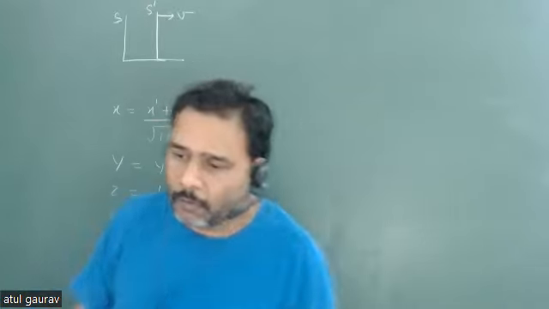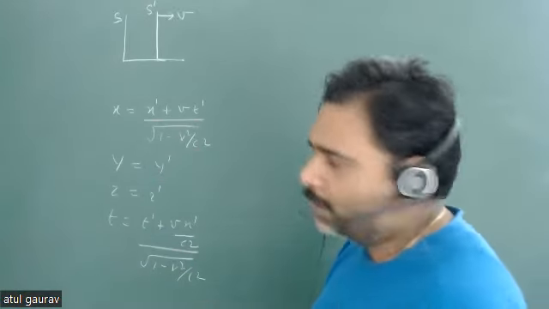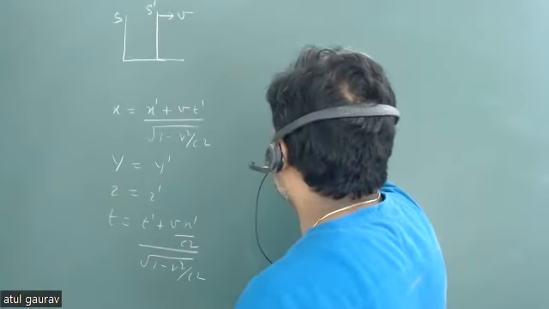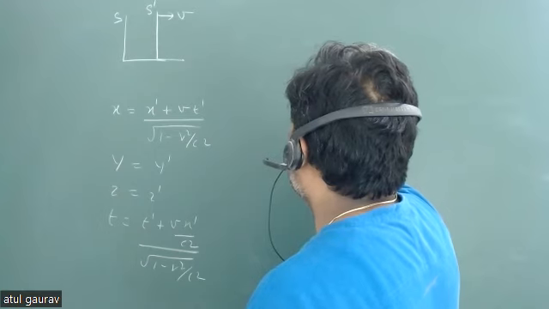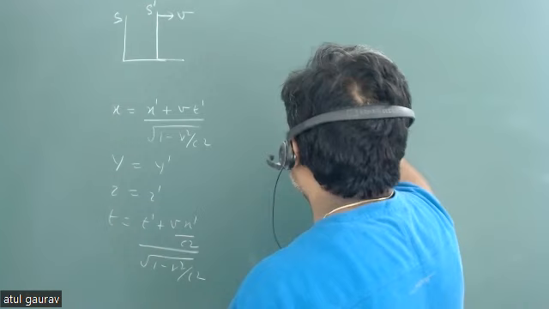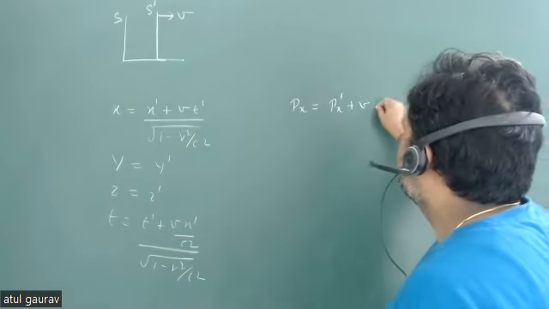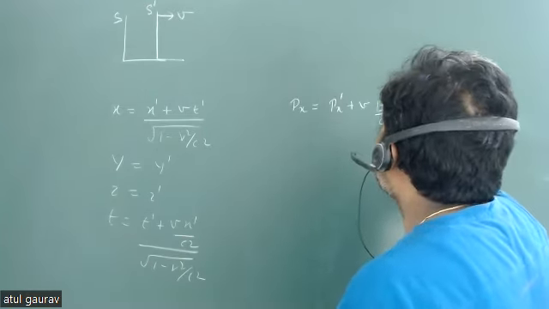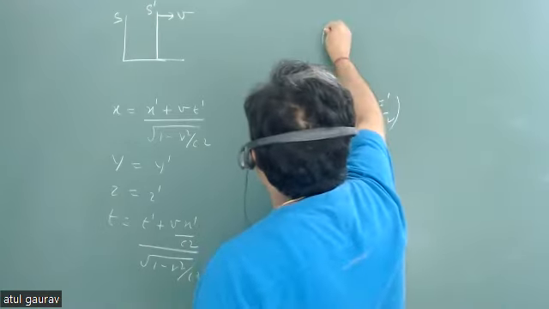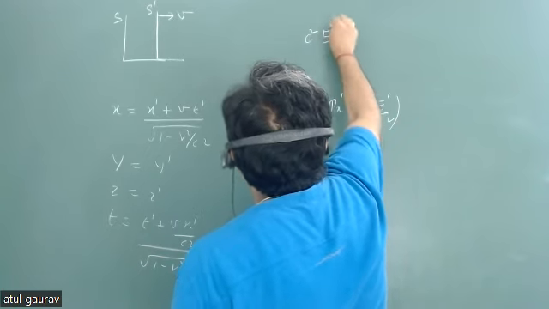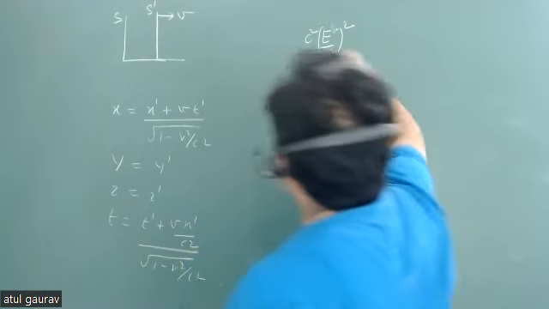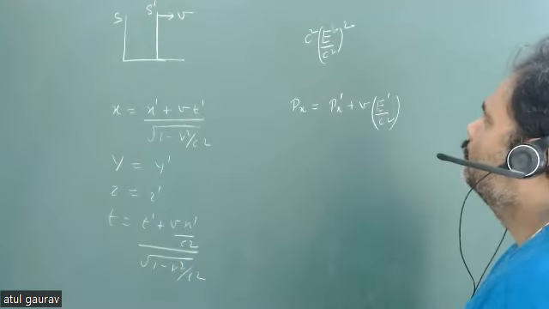And if it is basically the Lorentz transformation, then we can write the Lorentz transformation for momentum also. The Lorentz transformation for momentum is px is equal to px dash plus v, and what will you replace t dash with? Energy E dash upon c square. Please see what our symmetry is. So what will you replace time with? E upon c square.